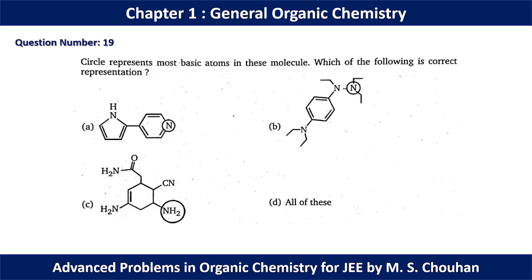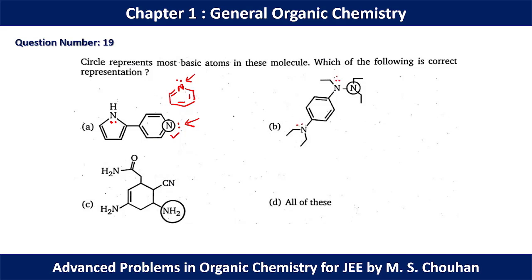The circle represents the most basic. In the first molecule, this lone pair is involved in aromaticity. That's why it is not available to show basicity, and this one is less basic. Where this lone pair is present on an sp2 hybridized nitrogen, it is a localized lone pair and will show more basicity. So the circle is correctly placed.